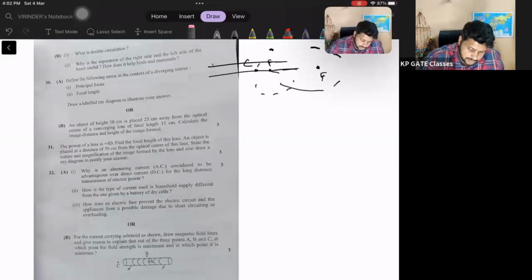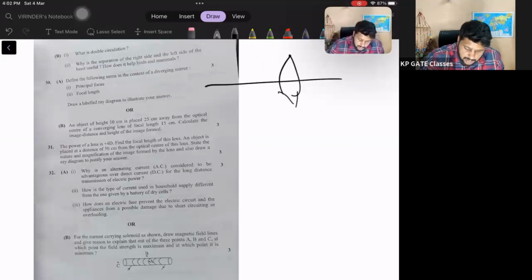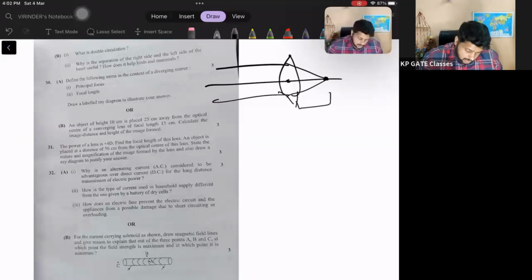Sorry, the diagram is wrong. Principal focus, let me draw it for you. Light rays are coming in parallel and meeting at a point. This is my principal focus, and the focal length is the distance from the optical center to this point. This will be your focal length.